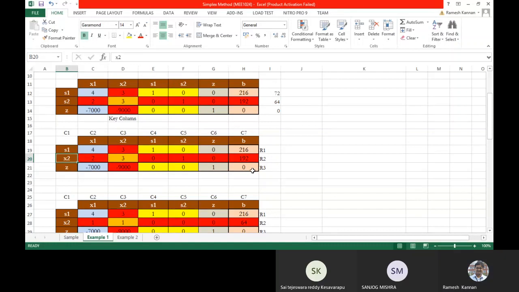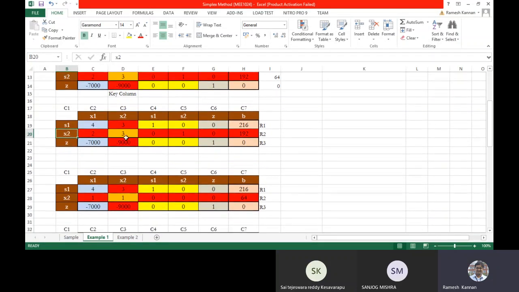Yes, sir. Because this corresponds to the key column x2, this s2 is now changed to x2. Now the next step is dividing this particular row by 3. Why do we divide this row by 3? In order to take the pivotal element to be 1.